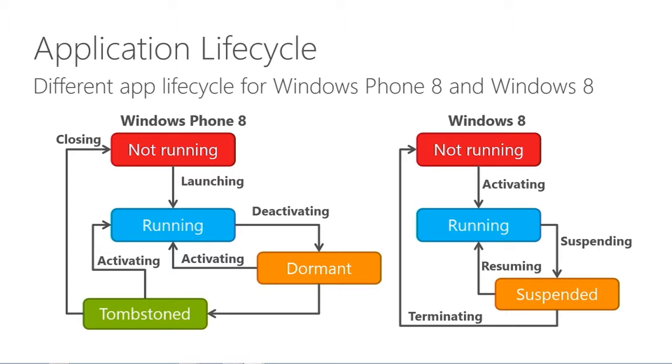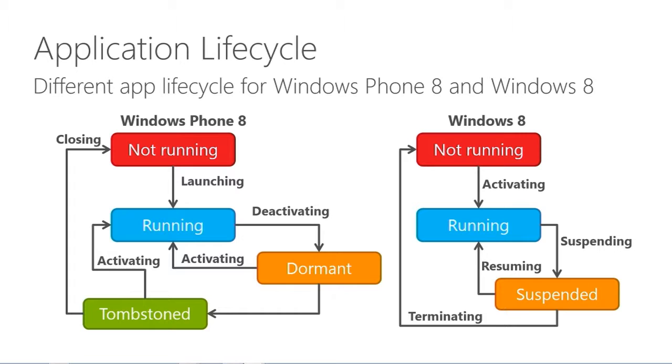On Windows Phone, when an app starts, it gets a launching event. And then when it gets pushed into the background, it goes into a dormant state. It triggers a deactivating event, and then it becomes dormant. If you then bring it back, it uses the activating event to do that, so that you can do whatever needs to be done to bring your app back to life.